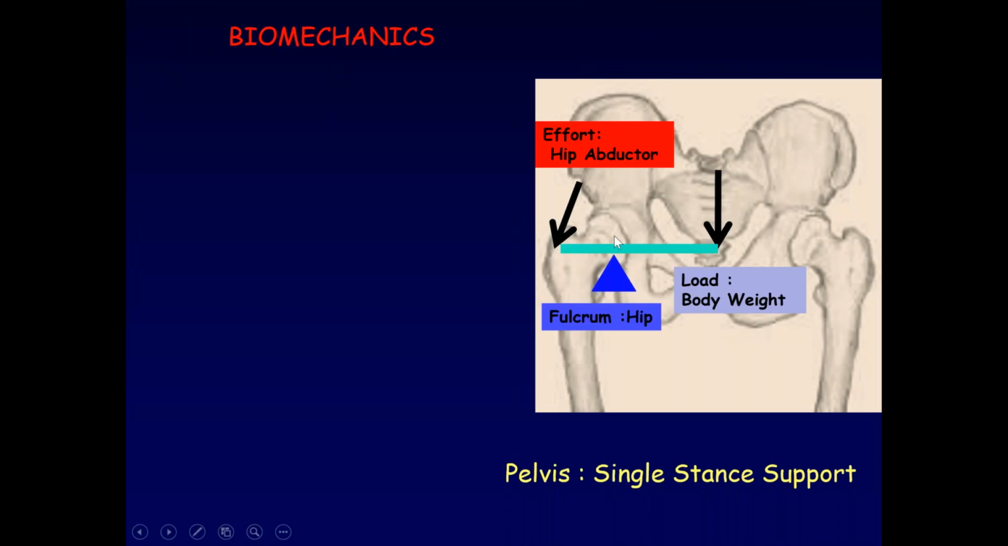And again, as I mentioned, when he's standing on this limb, and if he has to balance by this abductor here, that means the body weight into this body weight lever arm has to be balanced by the abductor forces and the abductor lever arm. So to decrease this product, he shifts his center of gravity on this side, so the body weight lever arm becomes less, and he's able to balance himself.